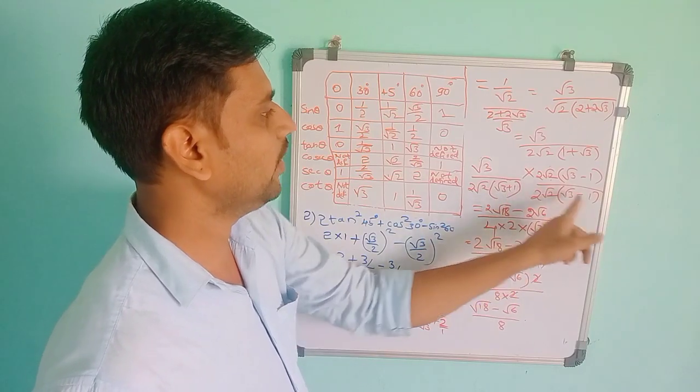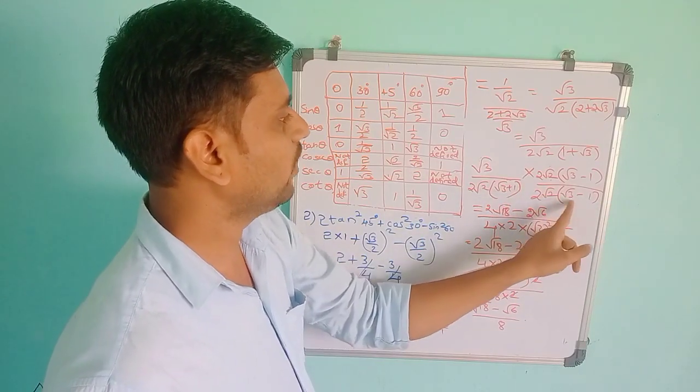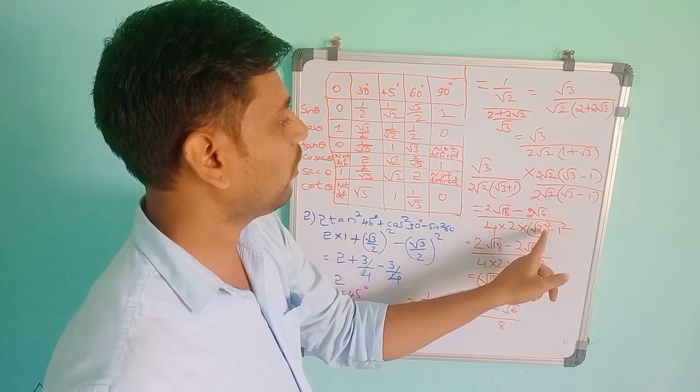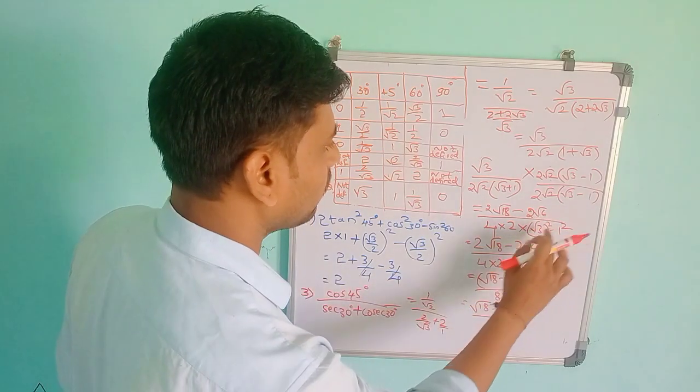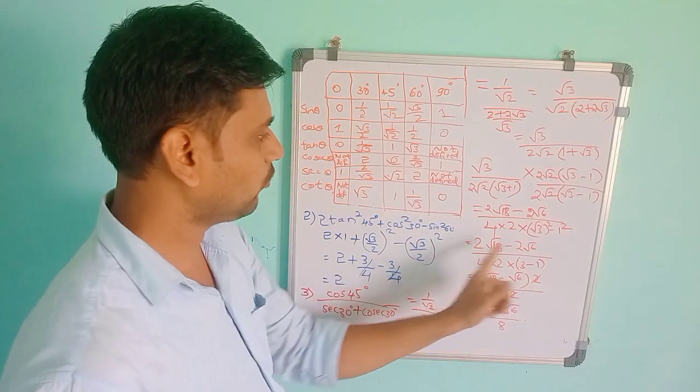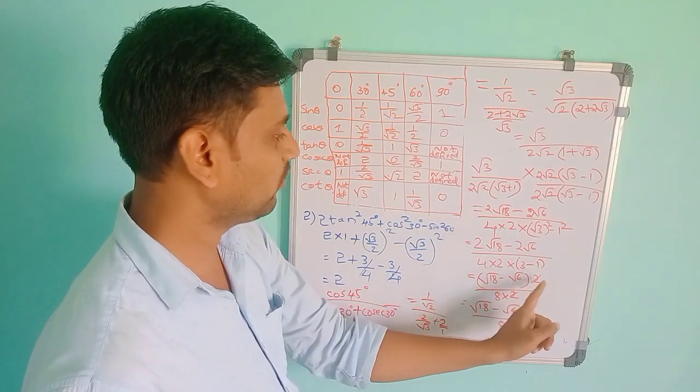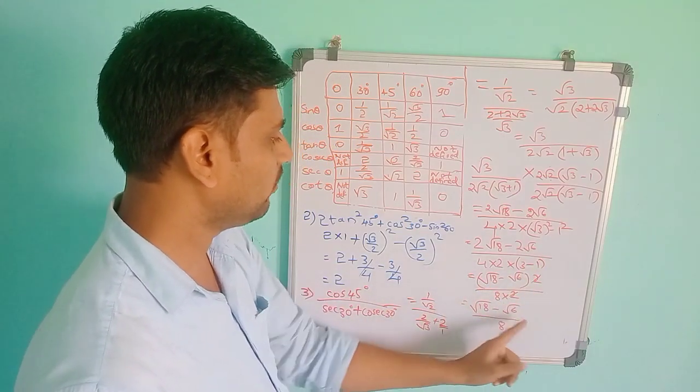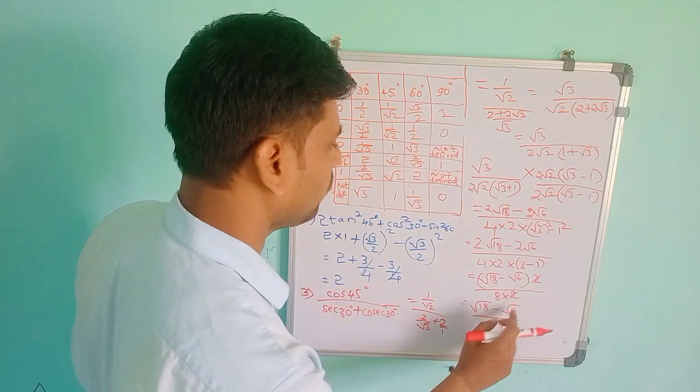This one a plus b, a minus b. So root of 3 it will become root of 3 square minus 1 square. Then 3 minus 1. So it will be 2. If you take common 2 in this one, root of 18 minus root 6 divided by 2. 2 get cancelled. The remaining is root 18 minus root 6 divided by 8.